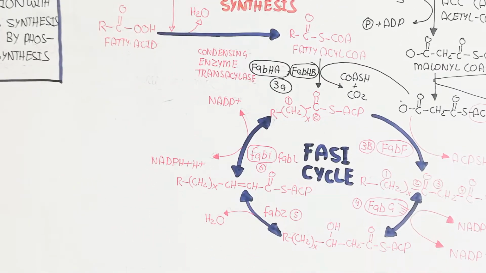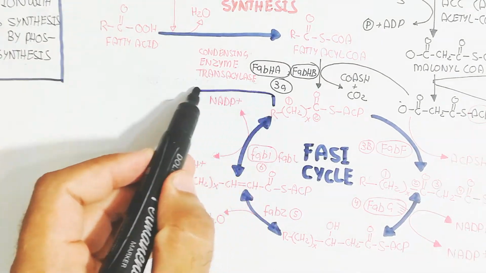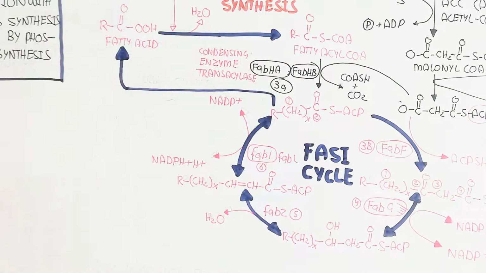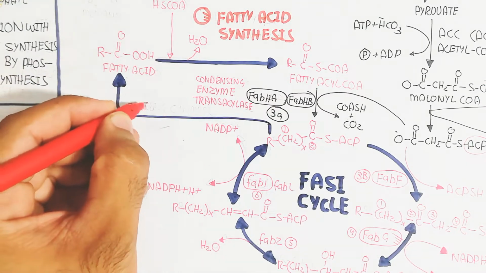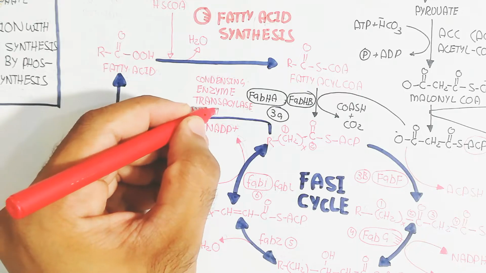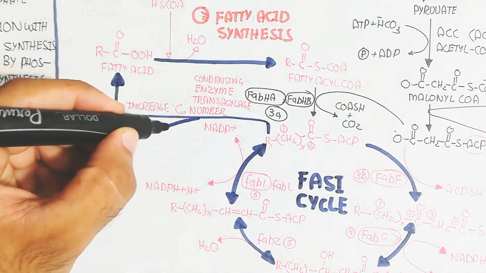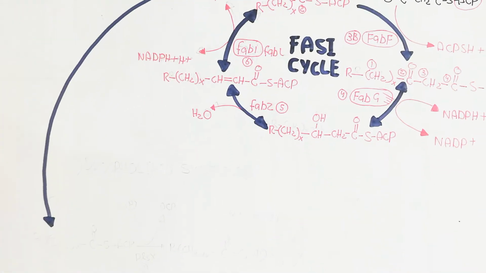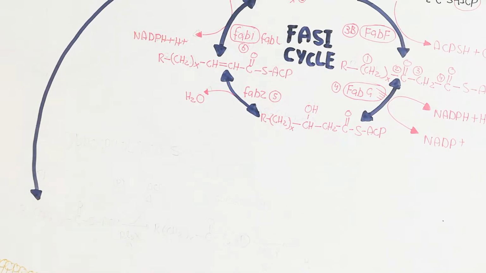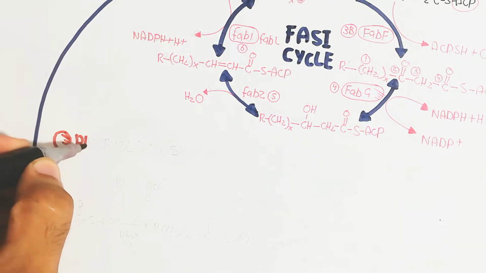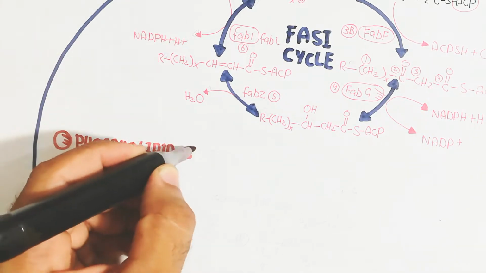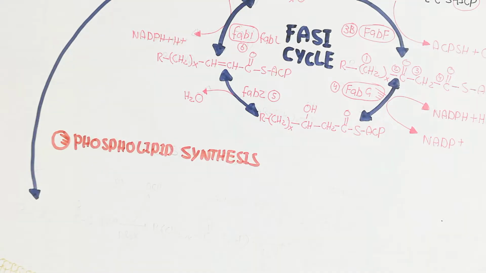unsaturated fatty acid formation, but in this case NADPH will be used to produce it in the presence of Fab1 condensing enzyme transacylase. So FabL will produce this type, and in this way you can understand this formation again, and in this way the addition of the carbon is the basic mechanism.